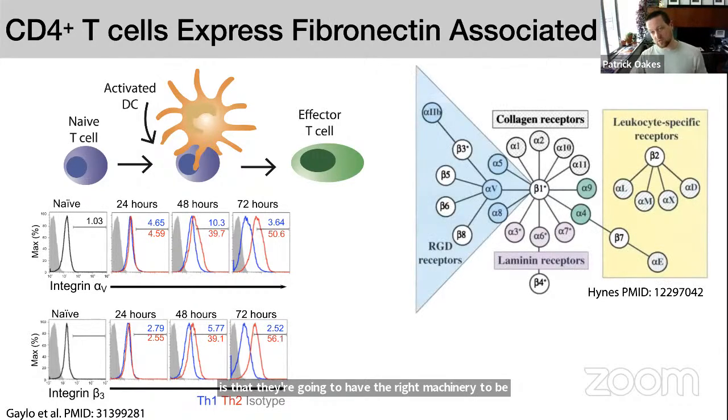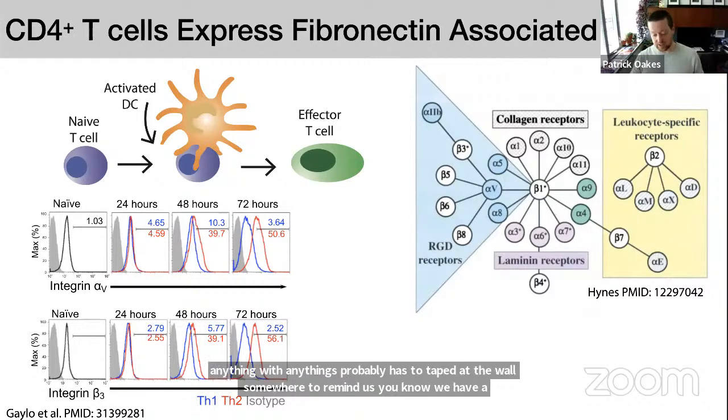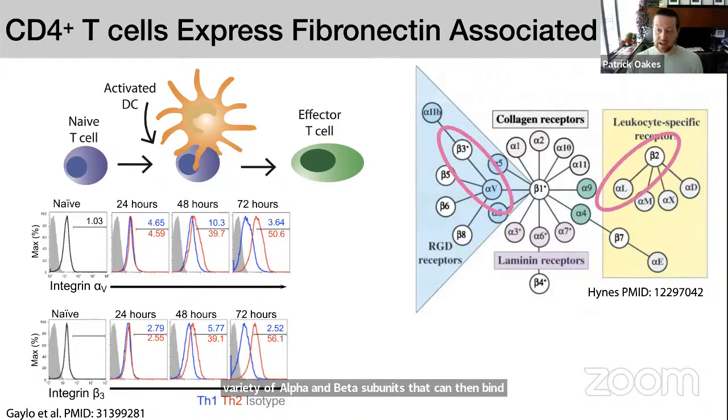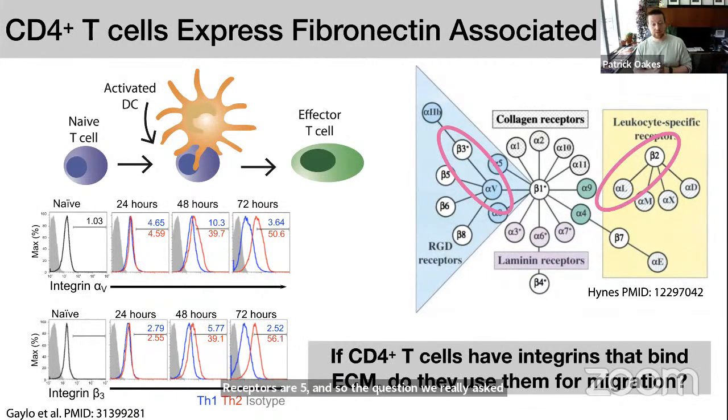And so if we go back to this beautiful chart that I think anyone who does anything with integrins probably has taped to their wall somewhere to remind us, we have a variety of alpha and beta subunits that can then bind different ligands. In this case, they already have alpha L beta 2. So this is going to be the integrin that allows them to bind to things like ICAM. And now in this effector subset, they're upregulating alpha V beta 3, which is going to be the RGD receptor for fibronectin. And so the question we really asked is something simple: if they have these integrins, do they use them to actually migrate through these complex environments, right? Are they doing all the things that we see associated with mesenchymal cells, but in this kind of immune cell context?